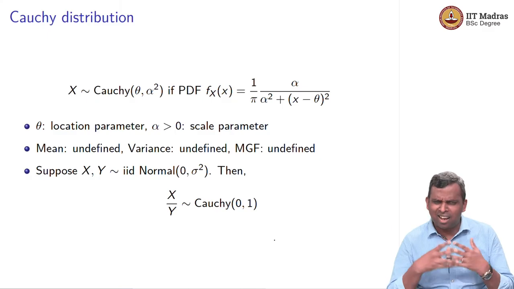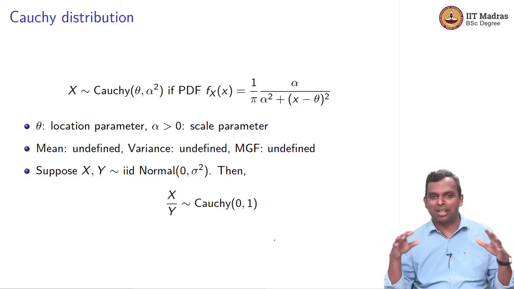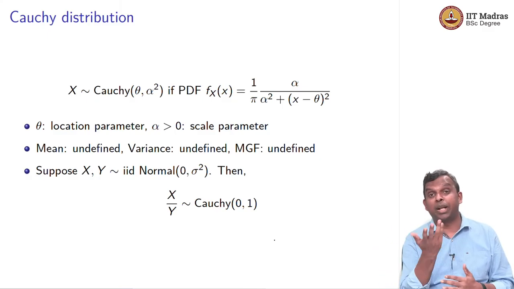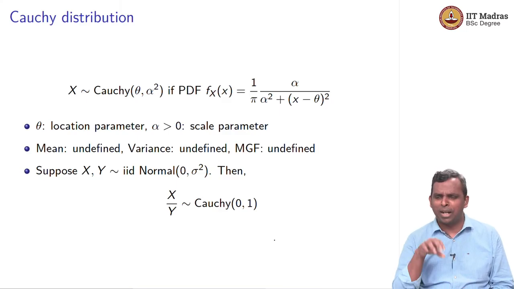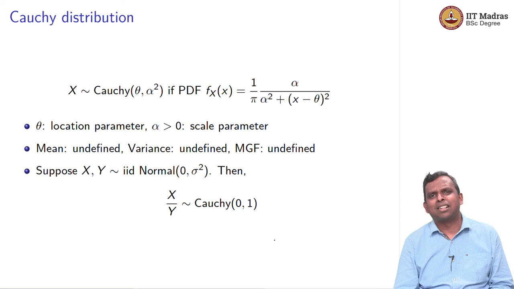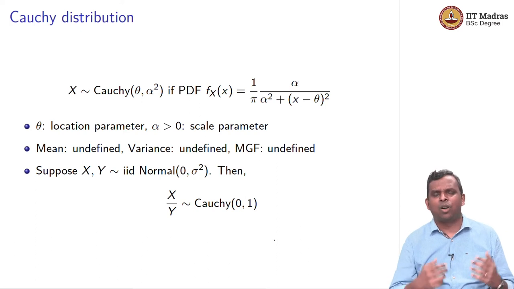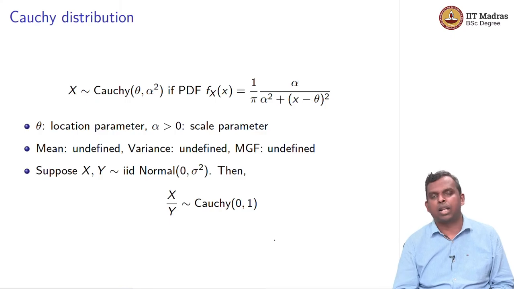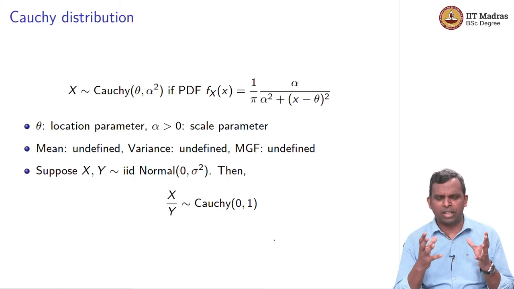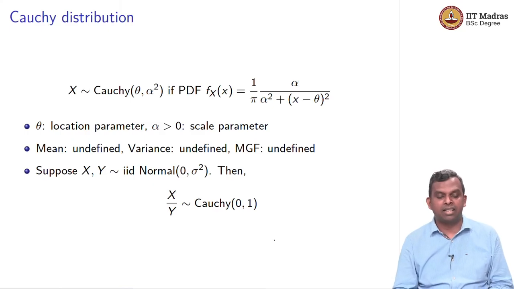Notice this bizarre, interesting connection. With two normally distributed random variables, you divide them, and suddenly you get a Cauchy. Again, a property that you can check with your Python notebook. Write a small segment where you generate a lot of normal random variables independently, divide them to get a lot of samples of x by y, then make a density histogram and draw the Cauchy on top of it to check if this is true. It will give you good experience dealing with these kinds of results.